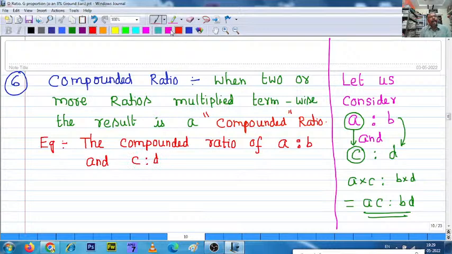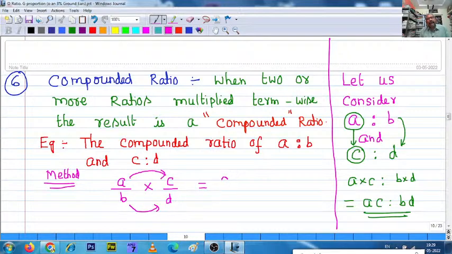How to find out? See here, the method to find out. A is to B, we can write A upon B or A by B. C is to D, we can write C upon D. Multiply both, so A into C and B into D. You get AC upon BD. So this can be written AC is to BD.